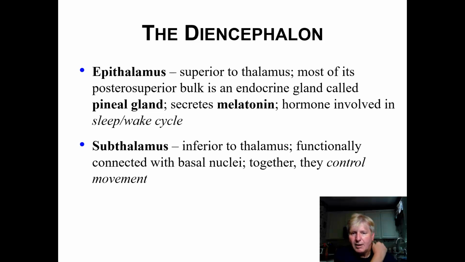The epithalamus, which is superior to the thalamus, contains a gland called the pineal gland, which secretes melatonin, which is a hormone involved in your sleep-wake cycle. And then the subthalamus, inferior to the thalamus, is functionally connected with the basal nuclei, and together they help control movement.